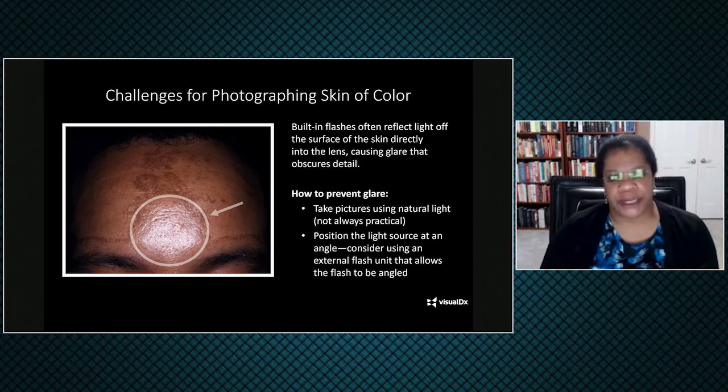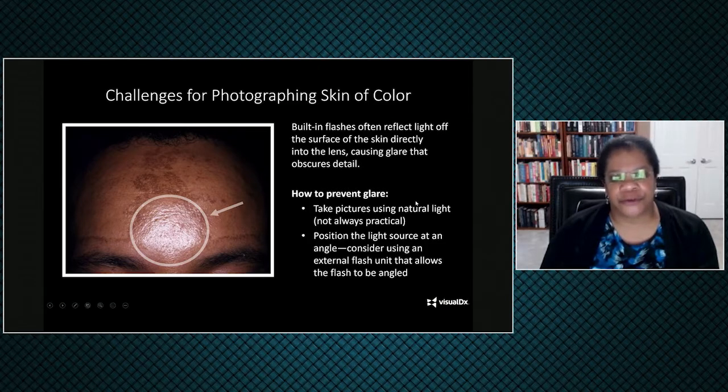So to try to prevent that from happening, in theory, you can take your pictures using natural light, but of course that's not always going to be practical, especially if you're in an exam room where there's no windows. So it's an idea in theory, but it doesn't always work in practice.